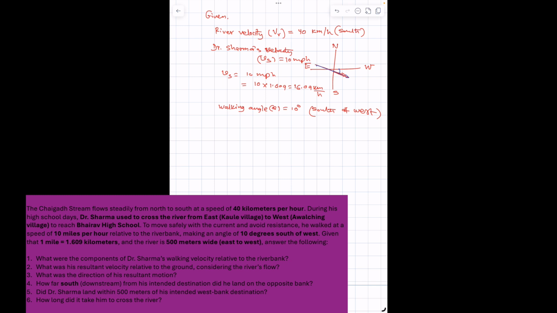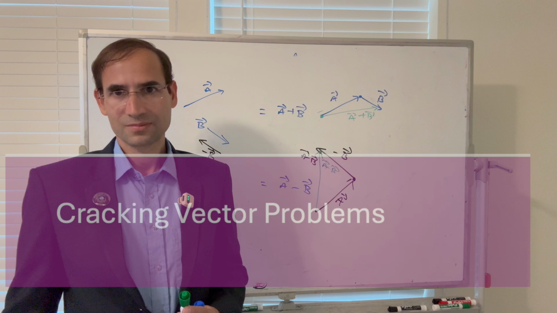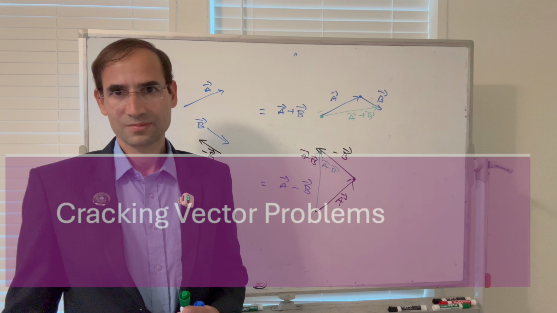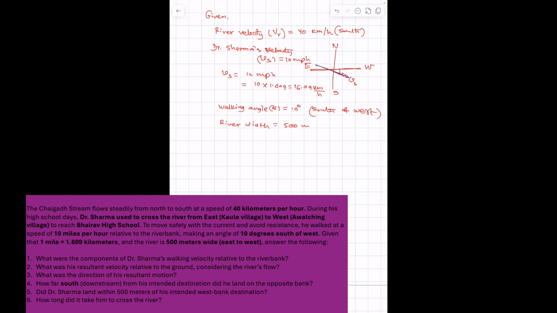So here the river's width is given, east to west, that is the width. Suppose this is 500 meters. Yes, it's given as 500 meters. Now let's talk about the first question. What were the components of Dr. Sharma's walking velocity relative to the river bank? Since his velocity Vs makes a certain angle theta, for number one you need to find the walking velocity in components. Okay, let's do part one.